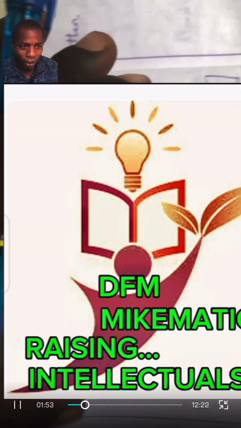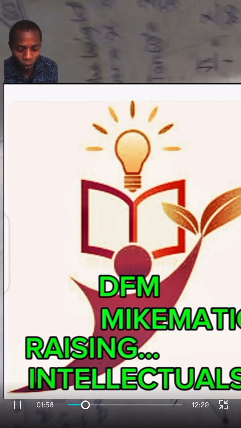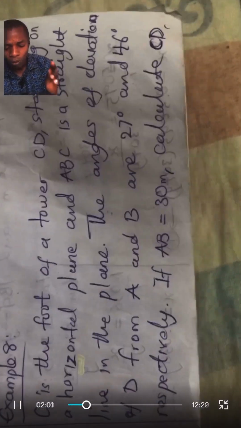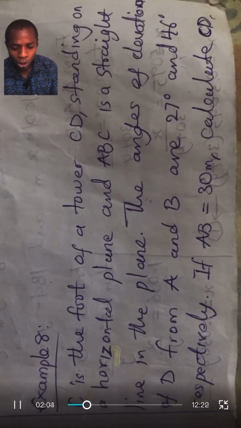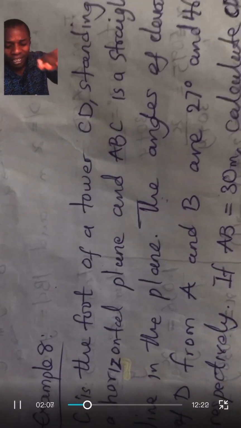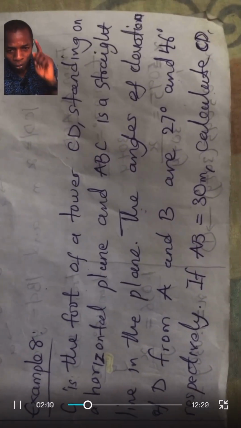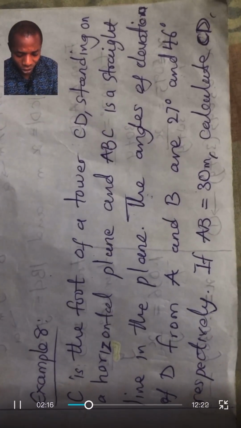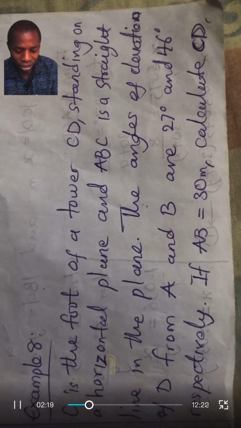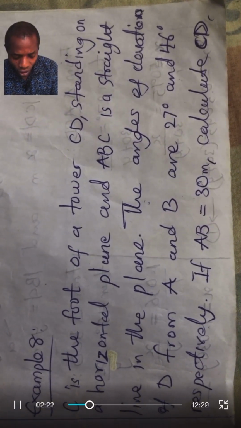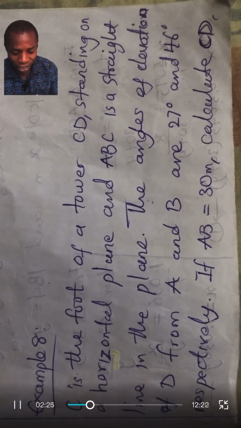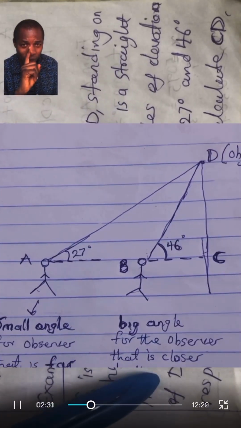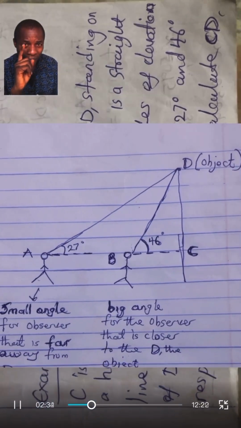Now, like I told you in the last video that I did, whenever angle of elevation is mentioned, it means the observer is looking up to an object. It means the object is above the highest level of the observer, so the observer has to look up to see the object up there. And here we have two angles of elevation, which are 27 degrees and 46 degrees. So we can assume that there are two observers here, and the two of them are looking at the same object. And the object is D, all right? Or we can say there's an object at D.